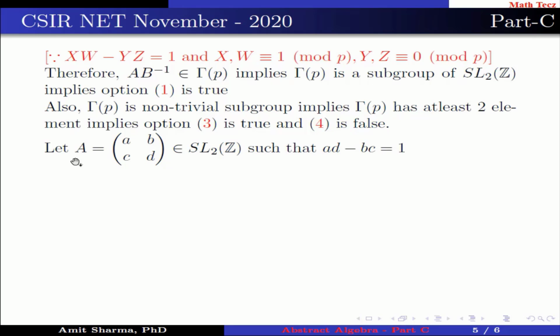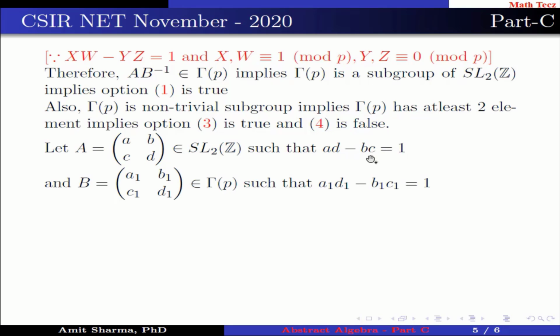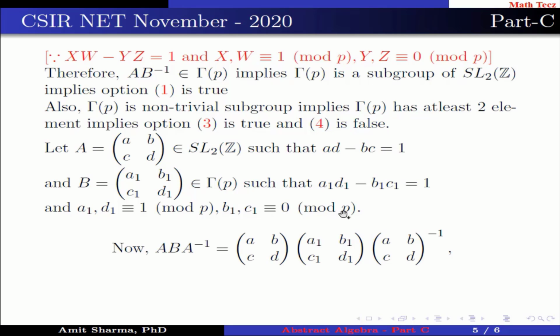Let A be another 2 cross 2 matrix having elements a, b, c, d belongs to SL2Z such that ad minus bc equal to 1. And B is a 2 cross 2 matrix having elements a1, b1, c1, d1 belongs to gamma of p such that a1 d1 minus b1 c1 equal to 1. Also, a1, d1 are congruent to 1 mod p and b1, c1 are congruent to 0 mod p.